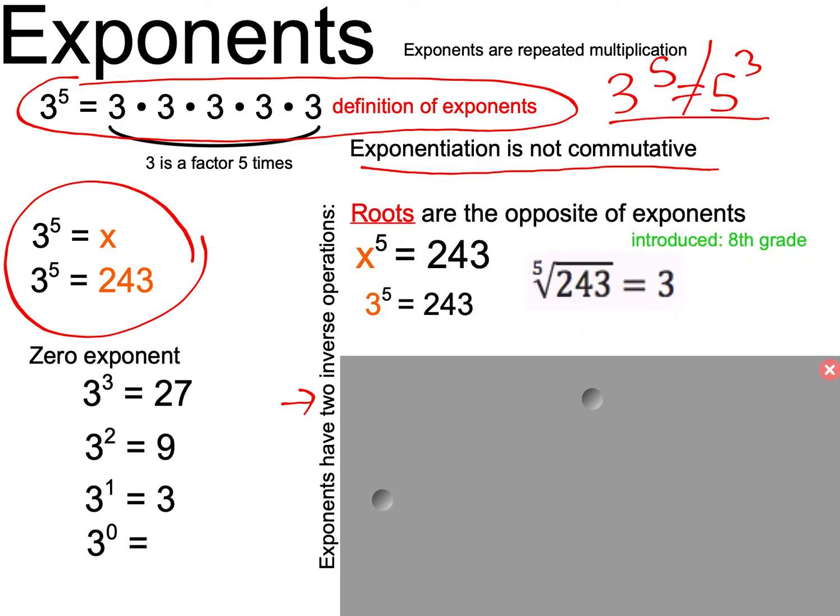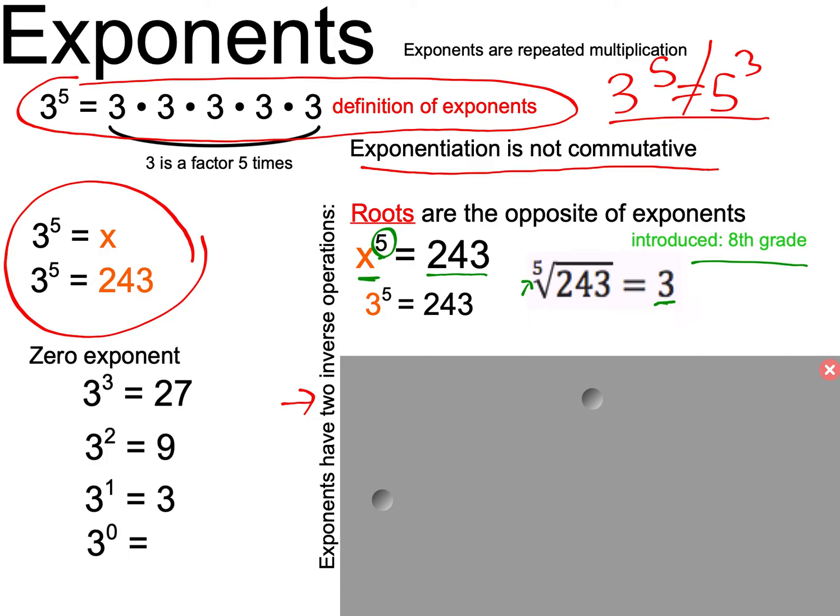The first one was introduced in 8th grade, so you need to know how to do this one. We've actually already done a little bit of this. If you have an unknown number that you are raising to a power, to an exponent, and you know what the answer is, you can use roots to undo it. So we can un-fifth power this, which would be the 5th root, and then we get back to the original answer, which is 3. That's one of the inverses of exponents.